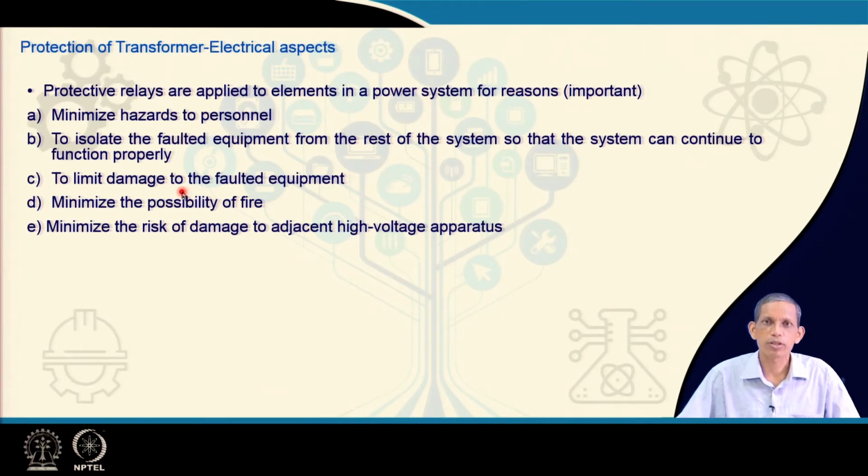The transformer is associated with transformer oil also, and there are many examples where it may burst and lead to fire, and if that happens, the whole substation may be in trouble. Minimize the risk of damage to adjacent high voltage apparatus because of associated fire and other things. So, the point of concern here is that when you are designing protection schemes, all these points must also be addressed.